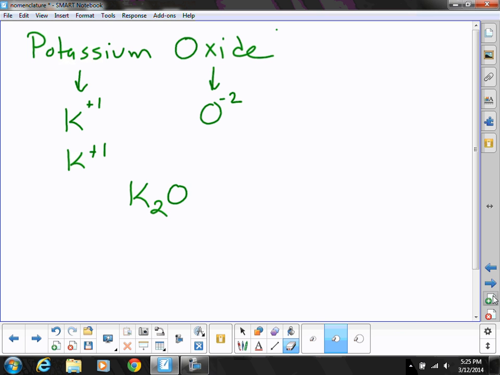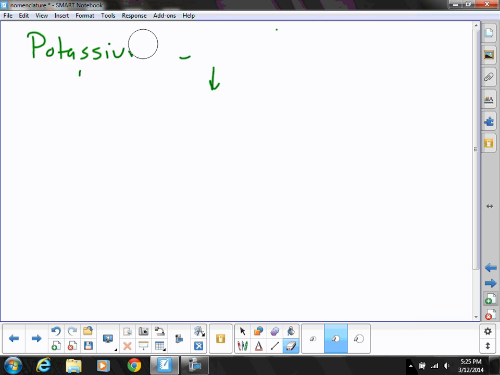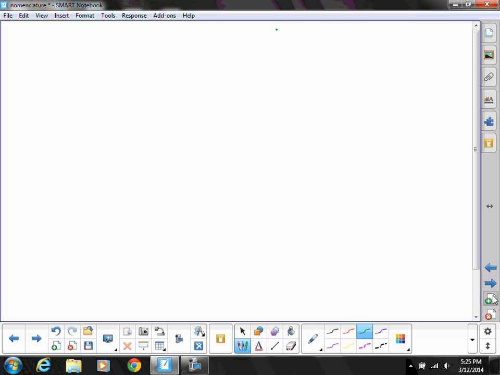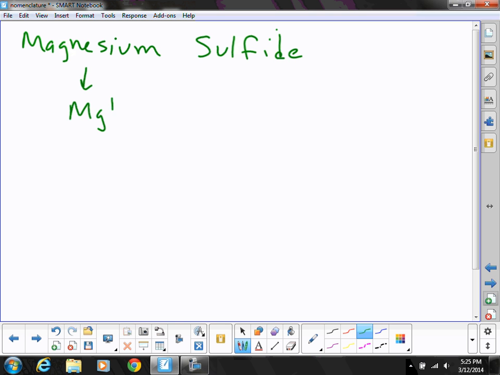If we did another example, such as magnesium sulfide. Magnesium is Mg +2. Sulfide is S -2. So +2 and -2, I just need one of each, and that's MgS.